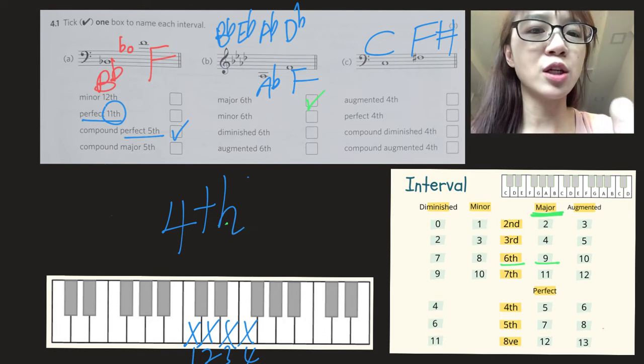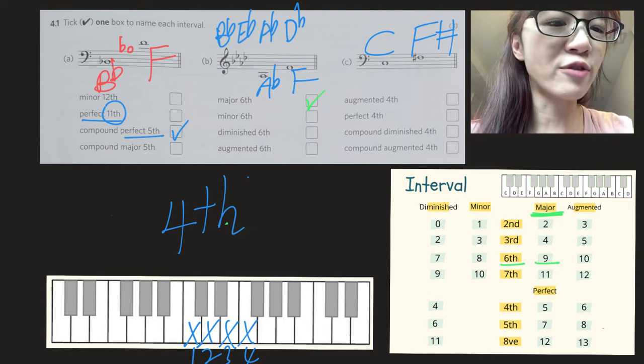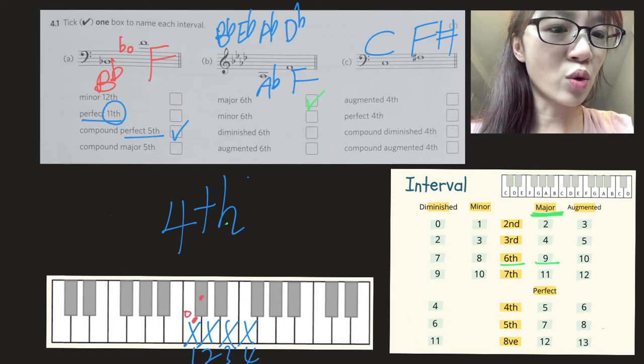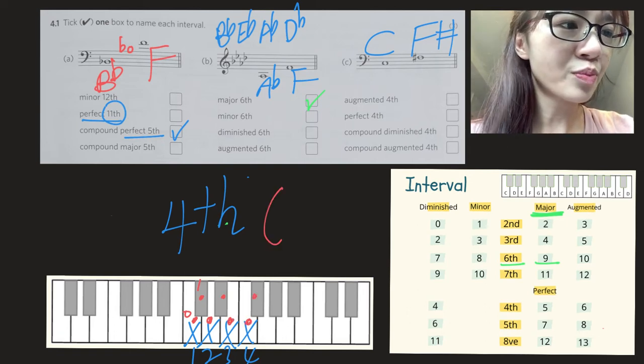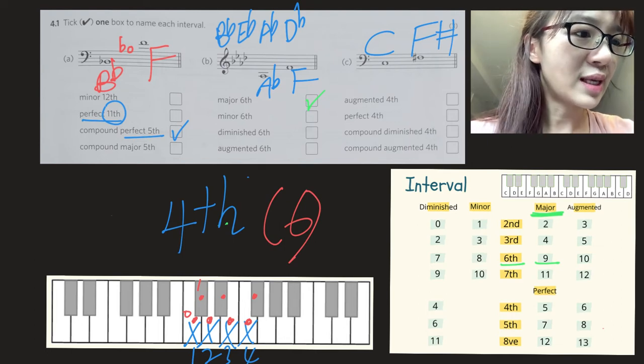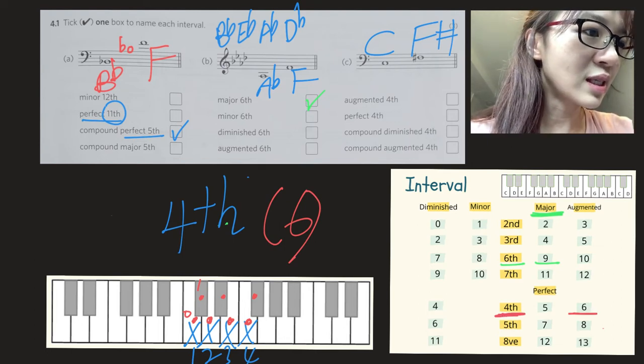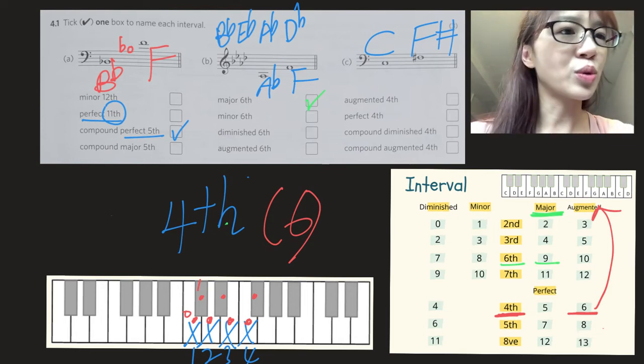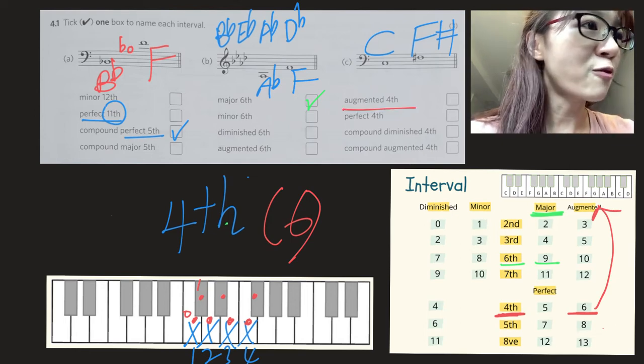And now consider the sharp and the flat, C to F sharp. So count the semitones: 0, 1, 2, 3, 4, 5, 6. So 6 semitones. Yes, 4th interval, 6 semitones. 6 semitones is augmented. So the answer is augmented 4th.